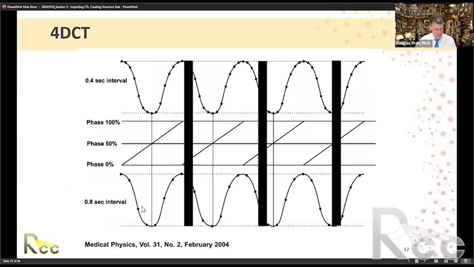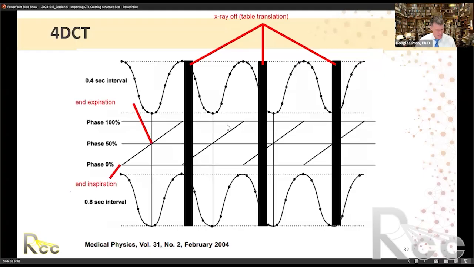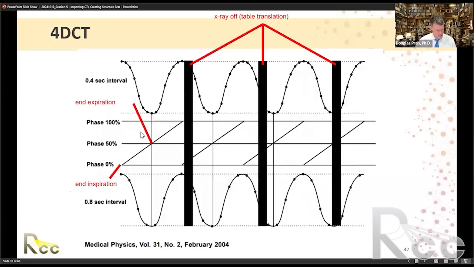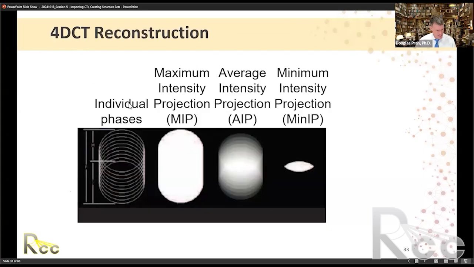I don't think we have time today to go into too much detail, but you can see there is the table translation occurring at these different positions. Then for that given phase, you get a shift. We're tracking end inspiration and end expiration. If you were to take a phantom and look at this, you can see the phantom motion. This is the maximum intensity projection.